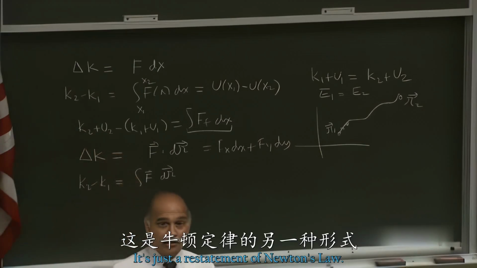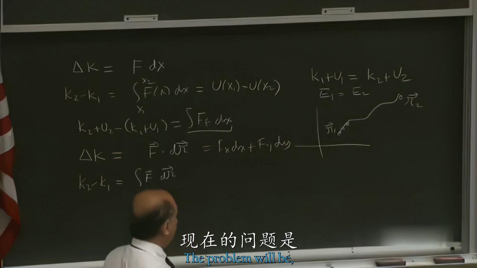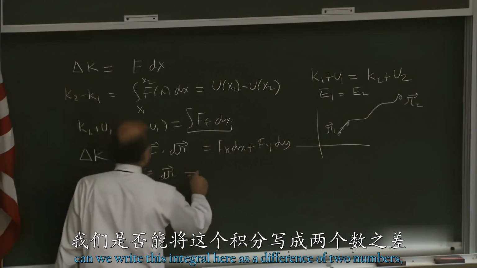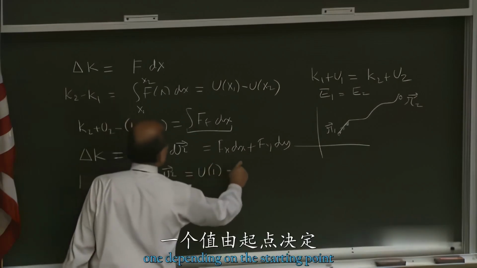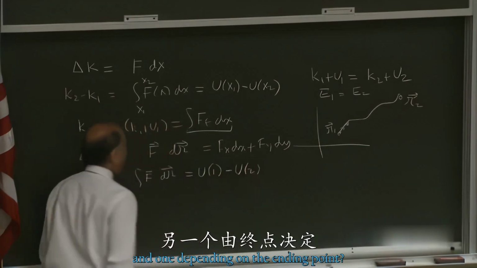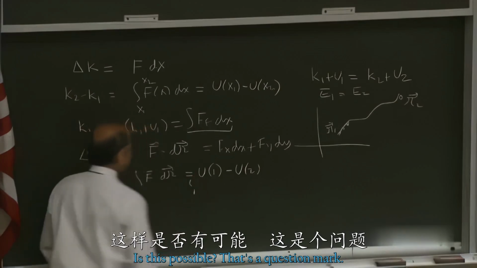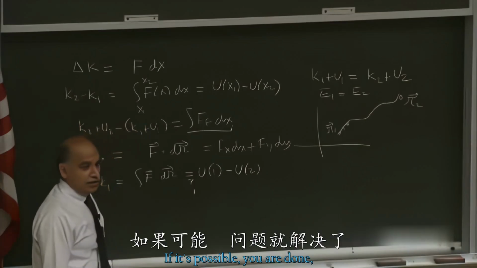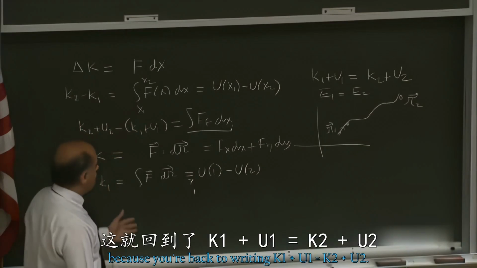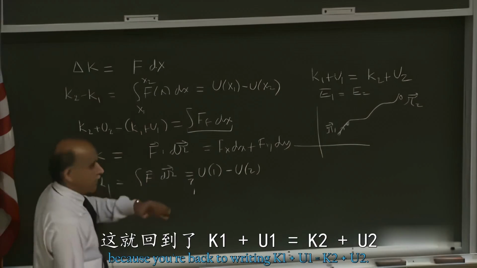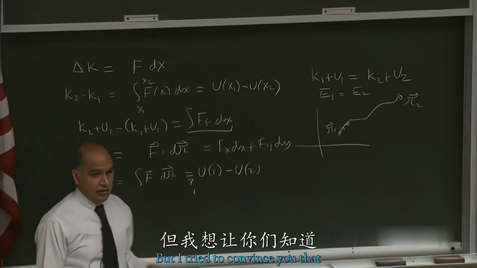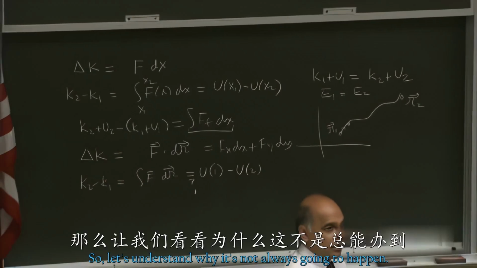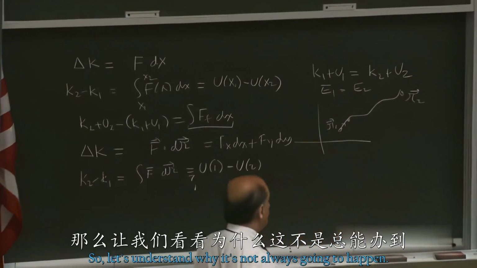It's just a restatement of Newton's law. The problem will be, can we write this integral here as a difference of two numbers, one depending on the starting point, one depending on the ending point? Is this possible? That's a question mark. If it's possible, you're done, because you're back to writing K1 plus U1 equals K2 plus U2. But I tried to convince you that it's not always going to happen. So let's understand why it's not always going to happen.